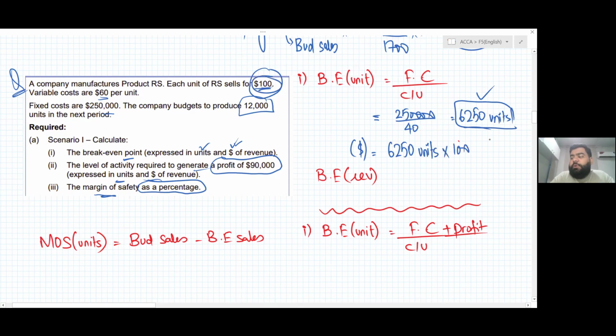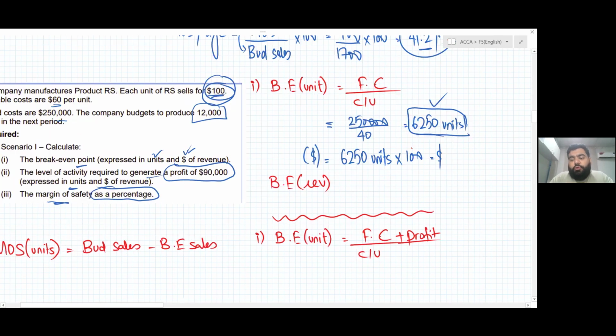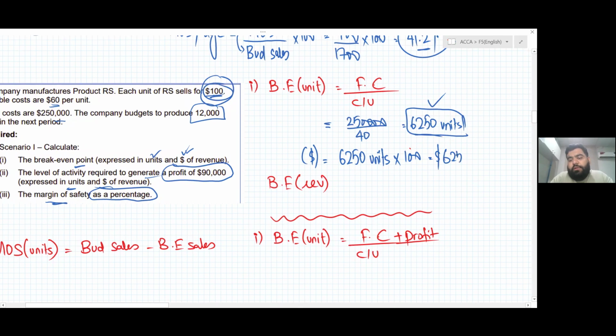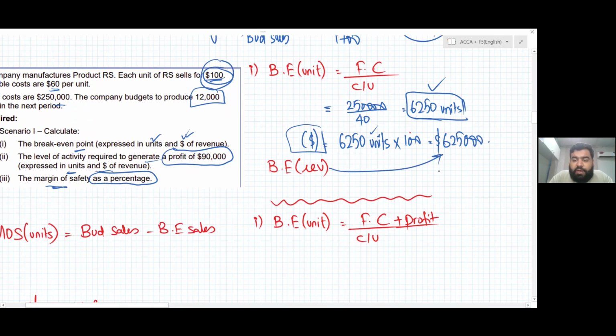That was 100. Just multiply it with 100, it will be $625,000. You can do it this way as well. If you want to calculate break even in revenue, you can take the answer of break even in units and multiply it by the selling price, because you need the sales value, and sales value will be the units multiplied by the selling price. Simple. So break even in revenue we have calculated.